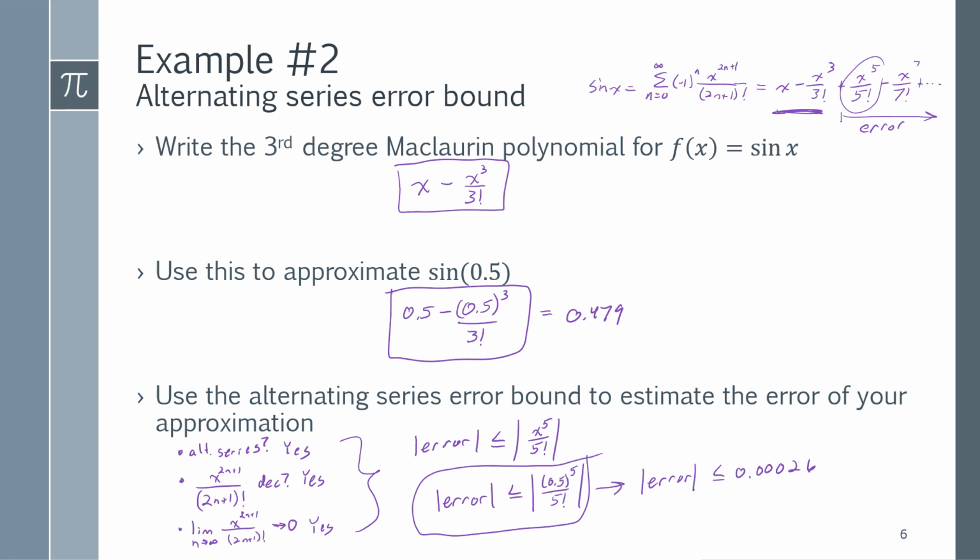0.00026. So we can actually see the Maclaurin polynomial is very powerful for us in that with just using two terms, we get a really good estimate for the sine of 0.5.